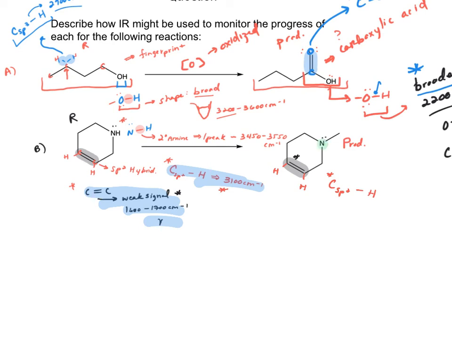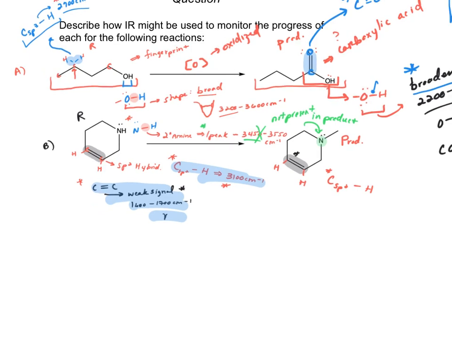Now we've got nitrogen with no more hydrogens. So this one peak that was at 3400 to 3500 inverse centimeters for that secondary amine is not going to be present in the product. How would you know? Well, everything would change except that one little tiny peak would go away in the overall product, and if that happened you'd know that you had been successful in your reaction.